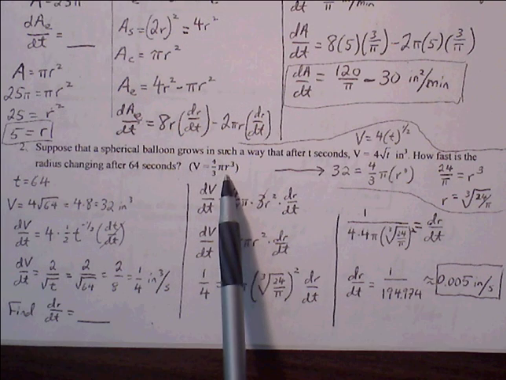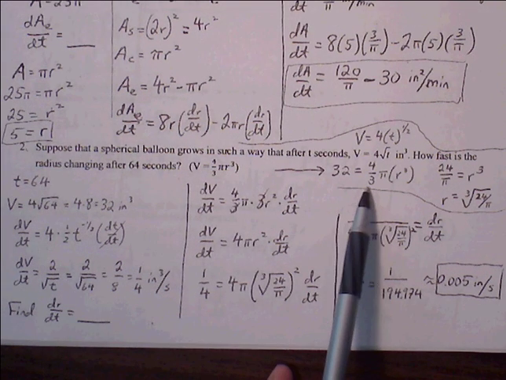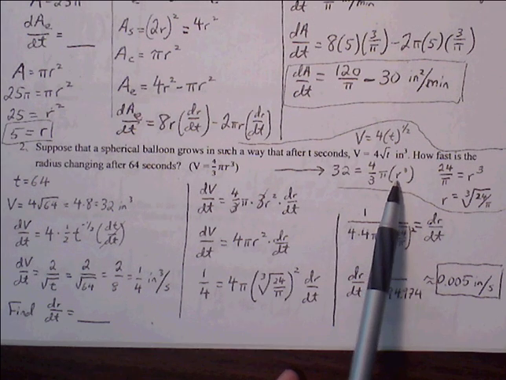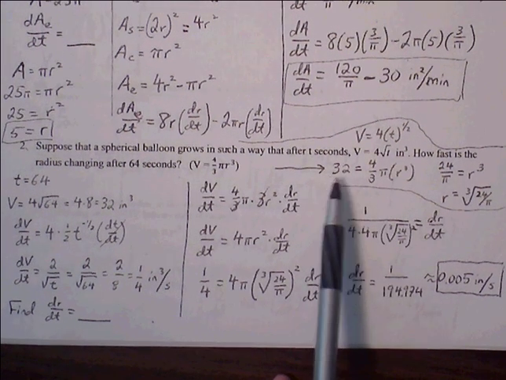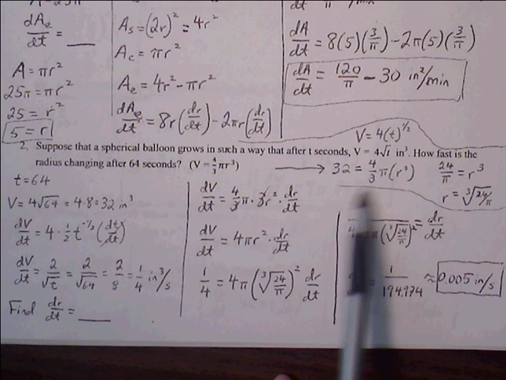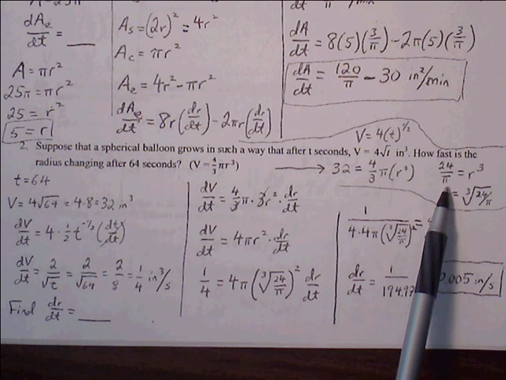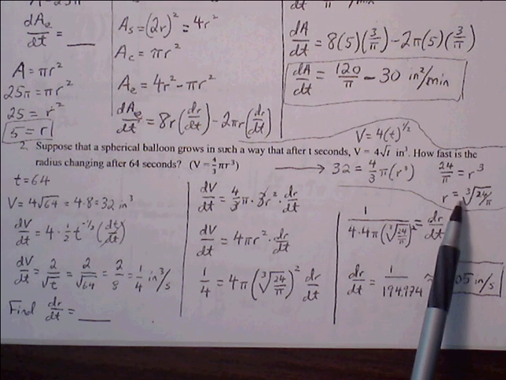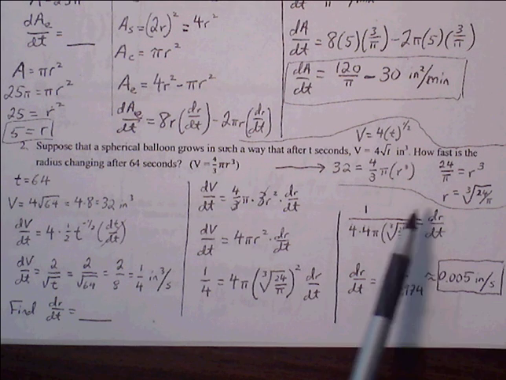And if we go back to our volume equation, we can solve for r. 32 is equal to 4/3 pi r cubed. We're looking for r, so we can divide both sides by 4/3 pi, which is the same thing as multiplying by 3 pi over 4. And when we do that, we get 24 over pi. Take the cube root, and we get to our radius. Our radius is the cube root of 24 over pi.